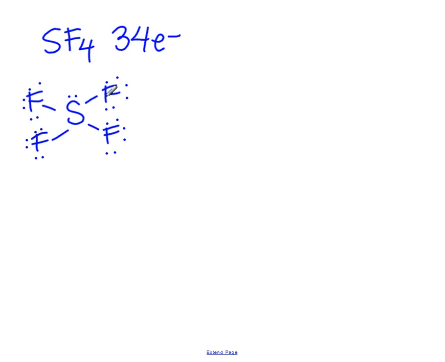Now when I look at the geometry here, I have to count. 1, 2, 3, 4, 5. There are 5 electron groups around the central atom. 4 bonded pairs and 1 lone pair. So this means I have 5 electron groups. So my electron geometry with 5 groups is trigonal bipyramidal.